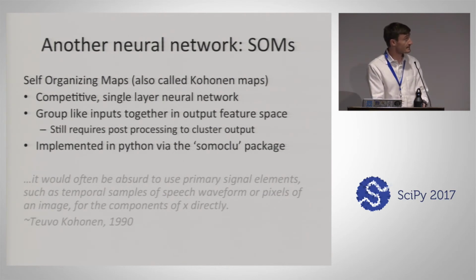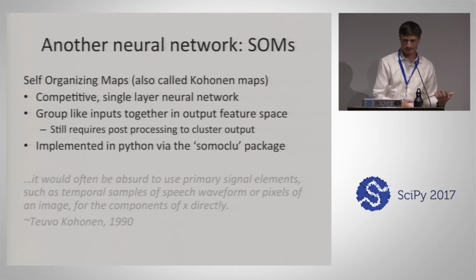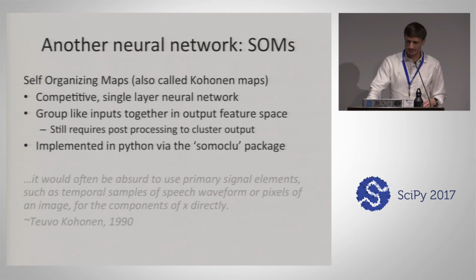I use a different type of neural network called a SOM, or self-organizing map. These are also called Kohonen maps. They're competitive single-layer neural networks, and they group like inputs together. So you basically are trying to put tiles that seem similar together in similar locations, and then you post-process the output. This little quote at the bottom is just a reminder from the inventors to not do this with images, which is what I'm doing.